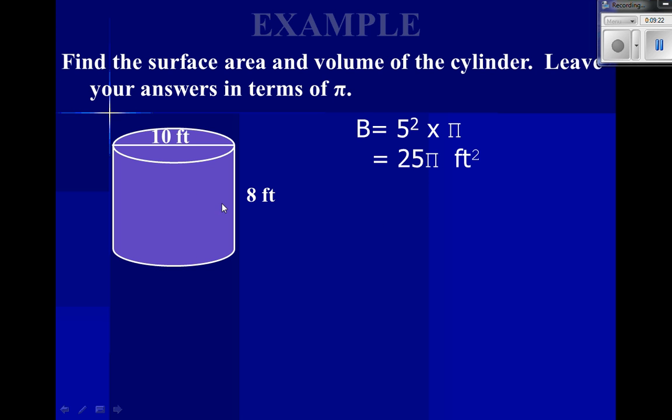And then the lateral area. So remember, that's the soup can's label, if I could pull that off. So I'm just going to take the perimeter times the height. That's the length times the width. So the length here is going to be 2 times 5 times pi, and then I'm going to take that times the height, which is 8. So 2 times 5 is 10, 10 times 8 is 80, and then I just leave it in terms of pi. So it's 80 pi feet squared.